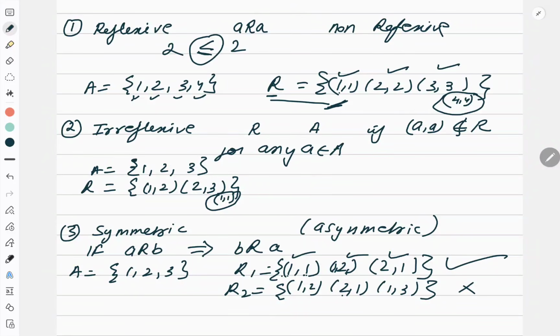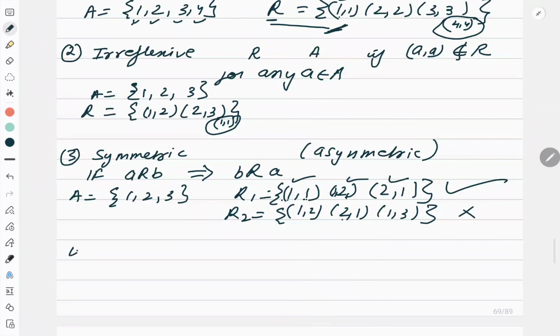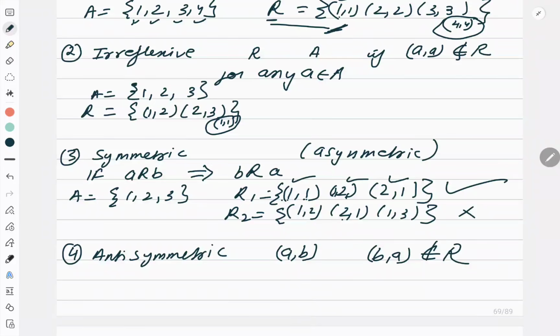Now after symmetric there is another one which is called antisymmetric. So the fourth one is antisymmetric. Now what is antisymmetric? Like I spoke about irreflexive, antisymmetric also says the same kind of thing: for any A comma B, B comma A should not belong to R unless A and B are equal, then only it is antisymmetric. Not even for a single one it should be there.